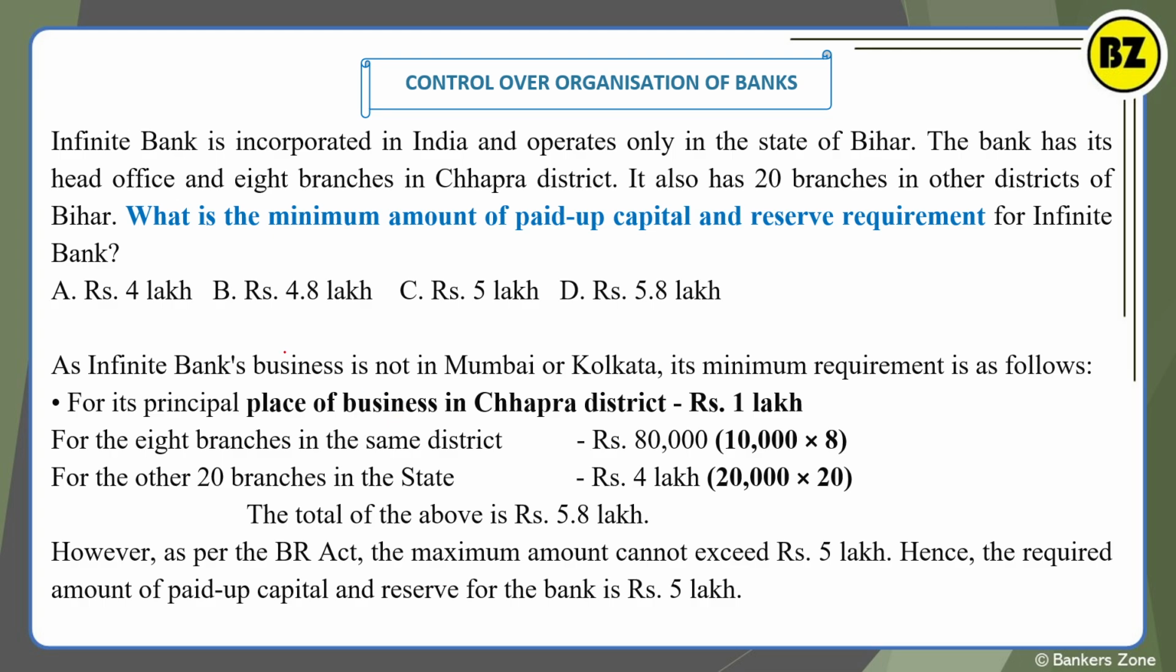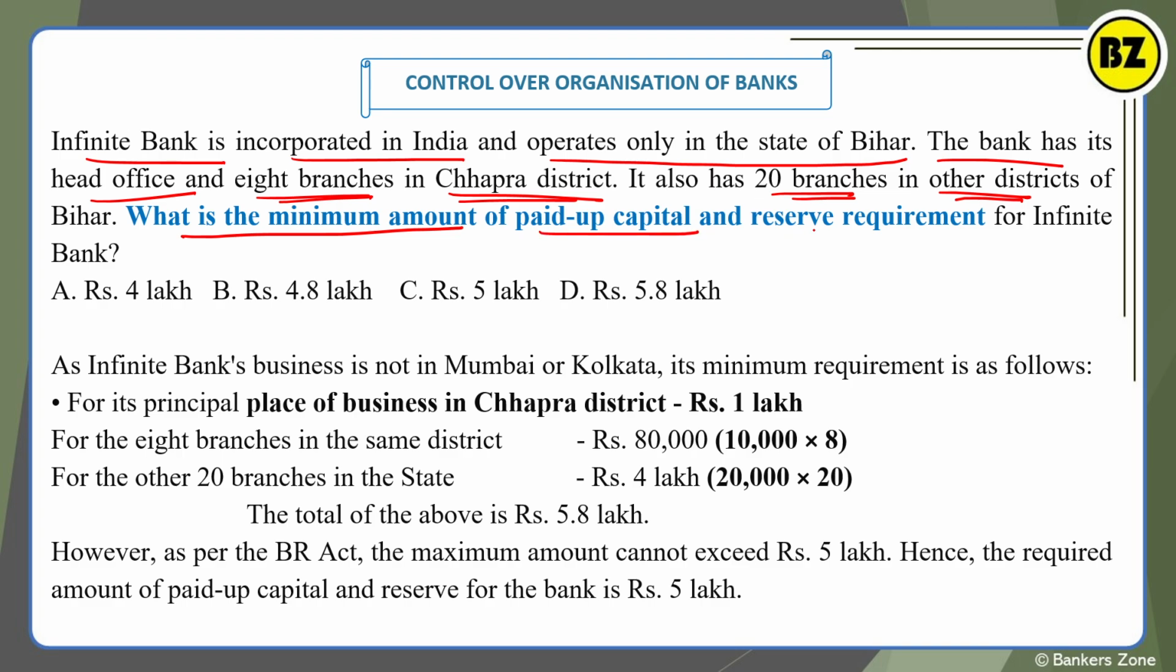Now see, through an example again: the Infinite Bank, incorporated in India, operates only in the state of Bihar. The bank has its head office and 8 branches in the Chhapra district of Bihar. It also has 20 branches in other districts of Bihar. What is the minimum amount of paid up capital and reserves required for the Infinite Bank? Such types of questions can be there.